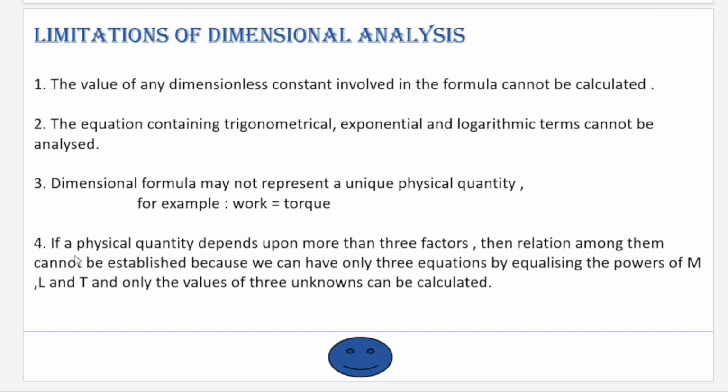Fourth one, if a physical quantity depends upon more than three factors, then relation among them cannot be established because we can have only three equations by equalizing the powers of M, L and T, and only the values of three unknowns can be calculated.